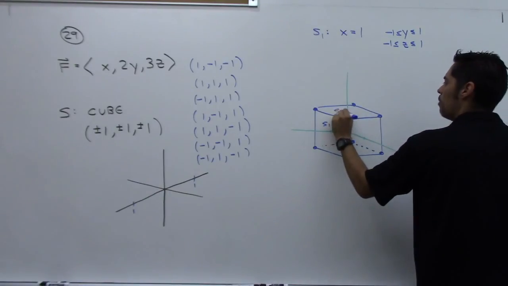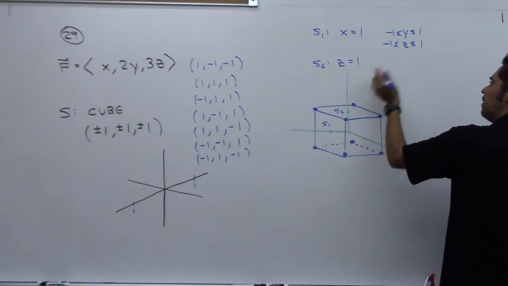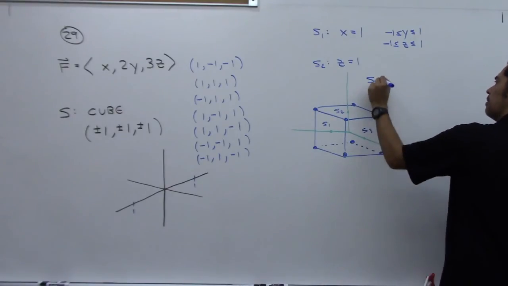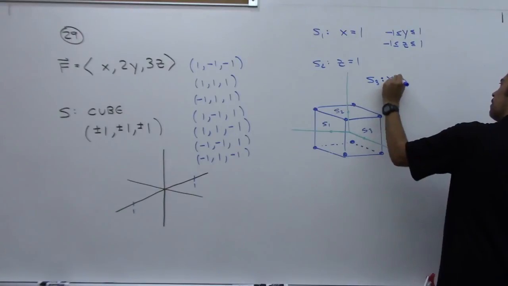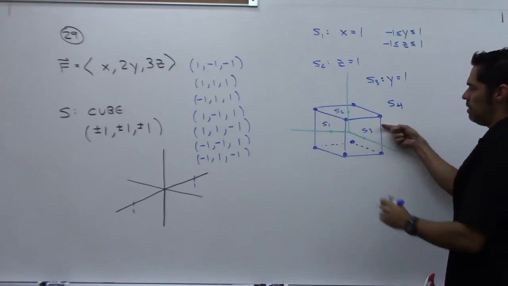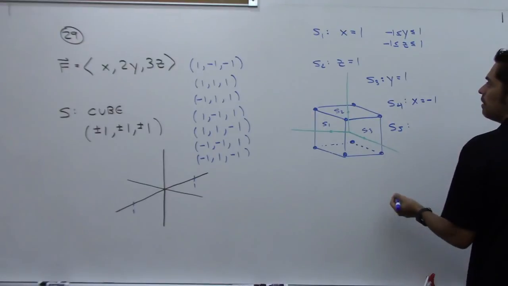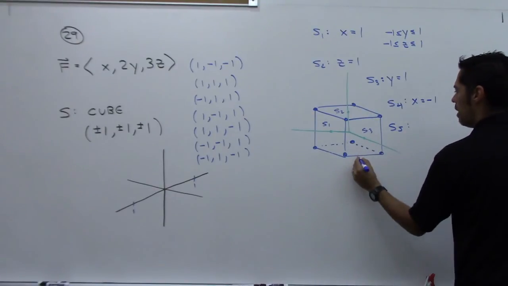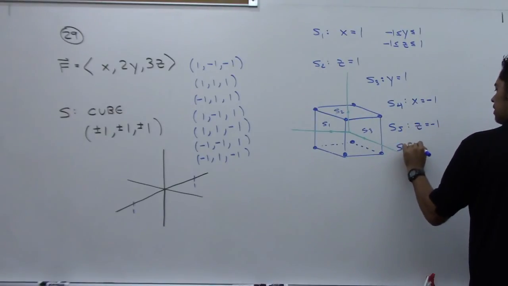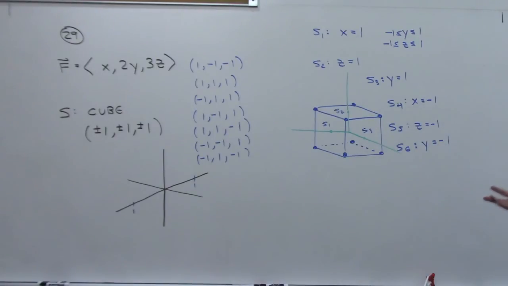All right, we could continue to do this. S2, let's let that be the top one. S2 is z equals 1, and then I can do restrictions. S3, let's let it be this one right here, this front face. That would be y equals 1. And then for S4, let's do this back side here, which would be x is negative 1. S5, let's let that be the bottom right here, which would be z equals negative 1. And then finally S6, what are we missing? Y is negative 1. So those are the 6 surfaces.